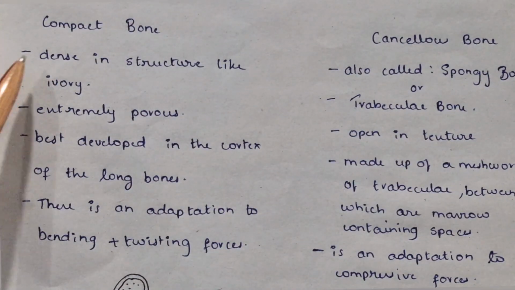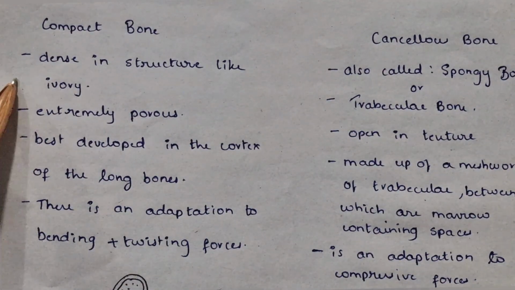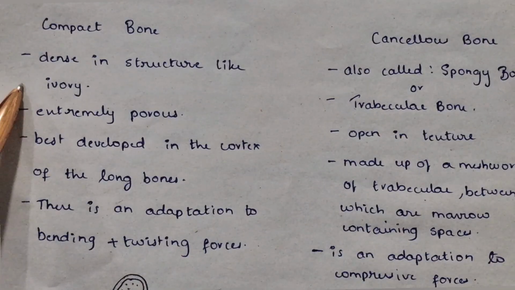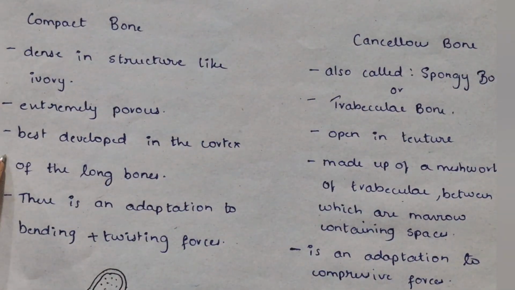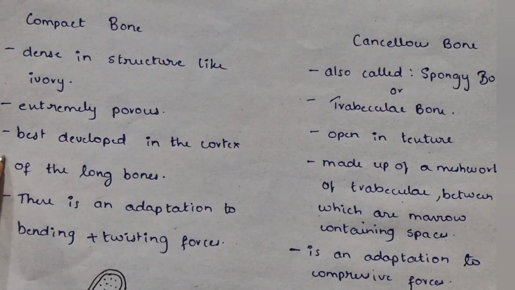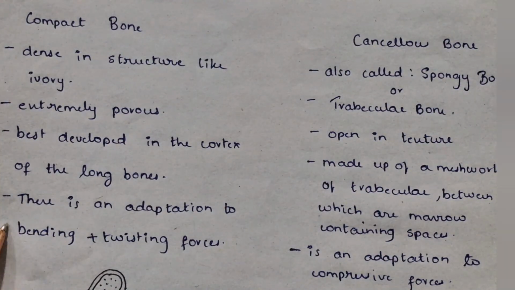First, let's see the features of compact bone. It is dense in structure like ivory. It is extremely porous. It is best developed in the cortex of the long bones. It is an adaptation to bending and twisting forces.